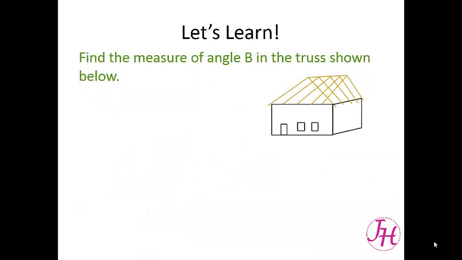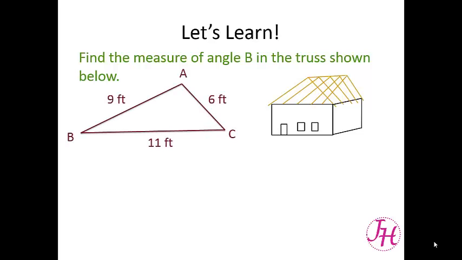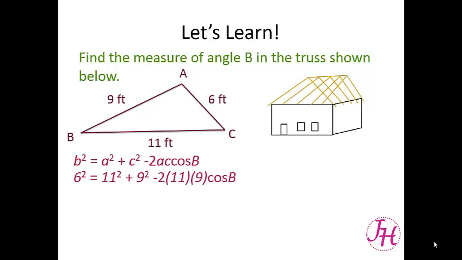Find the measure of angle B in the truss shown below. So we have sides 9, 6, and 11, and we want to find angle B. So we're going to say 6 squared equals 11 squared plus 9 squared minus 2 times 11 times 9 times the cosine of B, so we can solve for angle B.